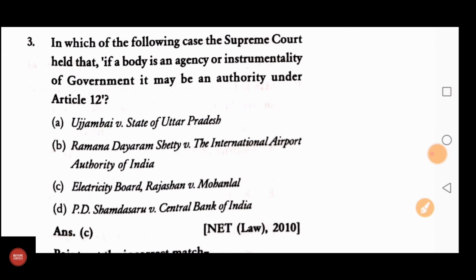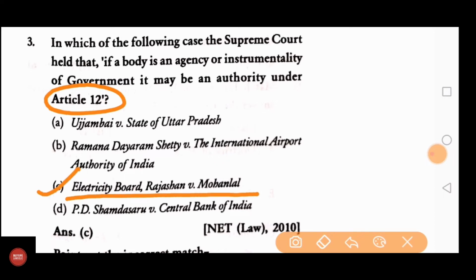Next question. In which of the following cases the Supreme Court held that if a body is an agency or instrumentality of government, it may be an authority under Article 12. It was held in option A. Ujjambai versus State of Uttar Pradesh. Option B. Ramana Dayaram Shetty versus the International Airport Authority of India. Option C. Rajasthan Electricity Board versus Mohan Lal. Option D. P.K. Ramachandra Iyer versus Central Bank of India. Correct answer is option C. Rajasthan Electricity Board versus Mohan Lal.